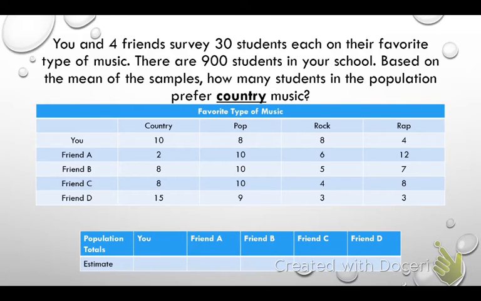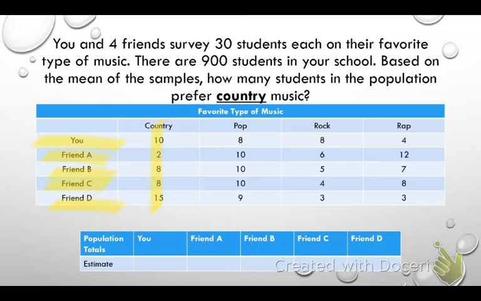Is this one on your worksheet? Yes. Okay, so you and 4 friends survey 30 students. So each person is surveying 30 students. You, friends A, B, C, and D. Each one of you is asking 30 students, and you're focusing on the country category. Based on that, for you, how many people preferred country? 10 out of 30, which is 1/3. So then you take 1/3 of 900. And like Kennedy just said, what is 1/3 of 900? 300.